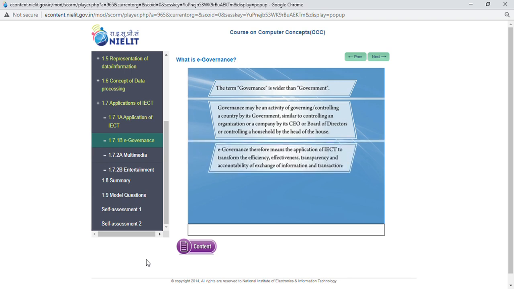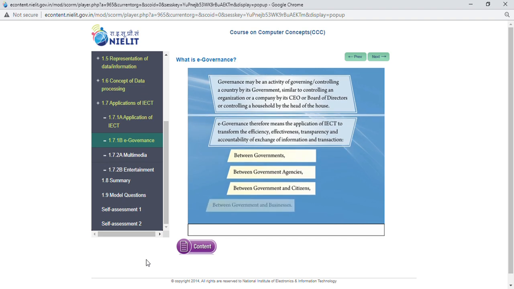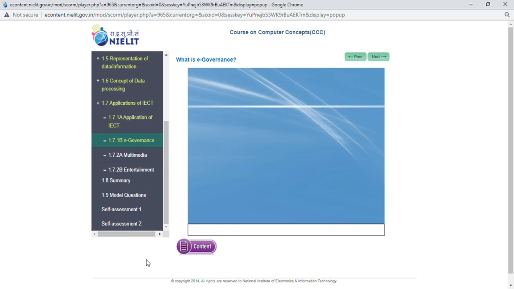E-governance therefore means the application of ICT to transform the efficiency, effectiveness, transparency, and accountability of exchange of information and transaction between governments, between government agencies, between government and citizens, between government and businesses. E-governance also claims to empower people through giving them access to information.